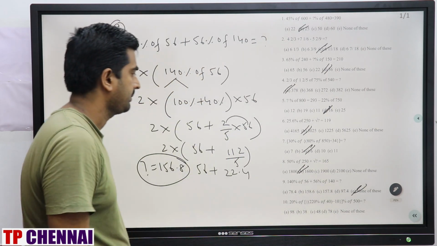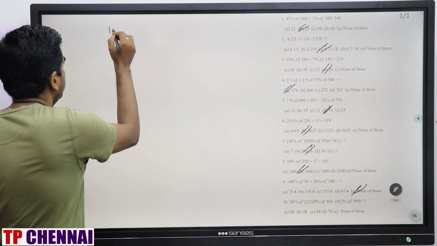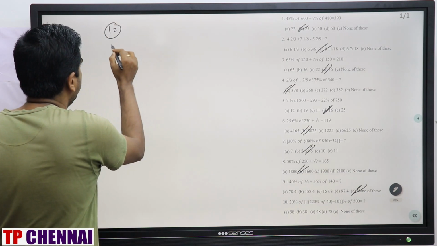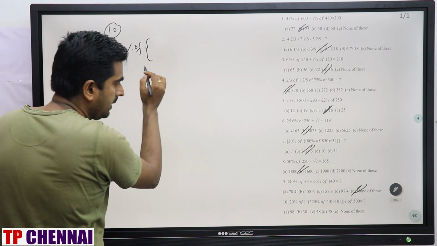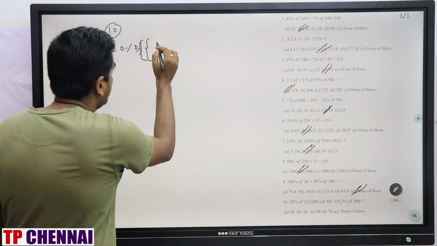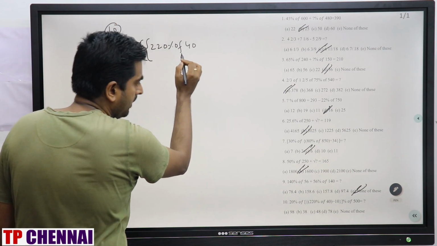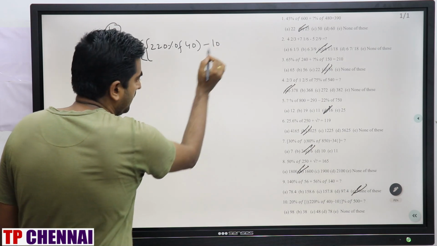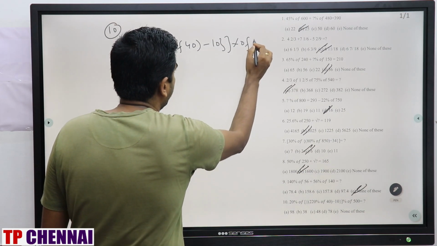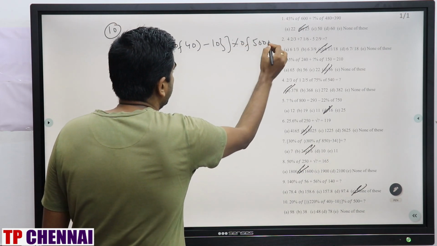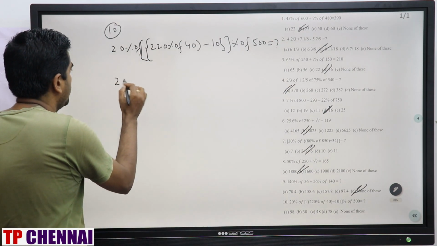Clear? So now we will see question number 10. 20% of, inside the bracket, they have given you 220% of 40 minus 10% of 500 is equal to question mark. Right? Very simple one. So this is 20%.